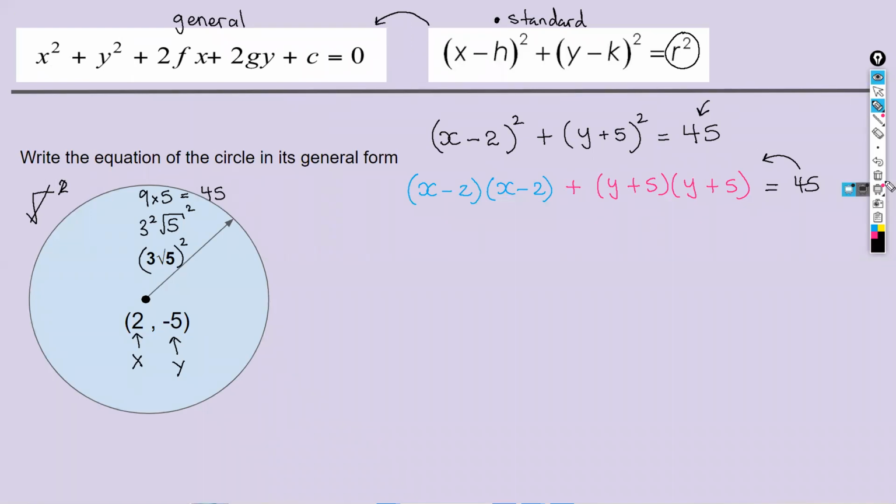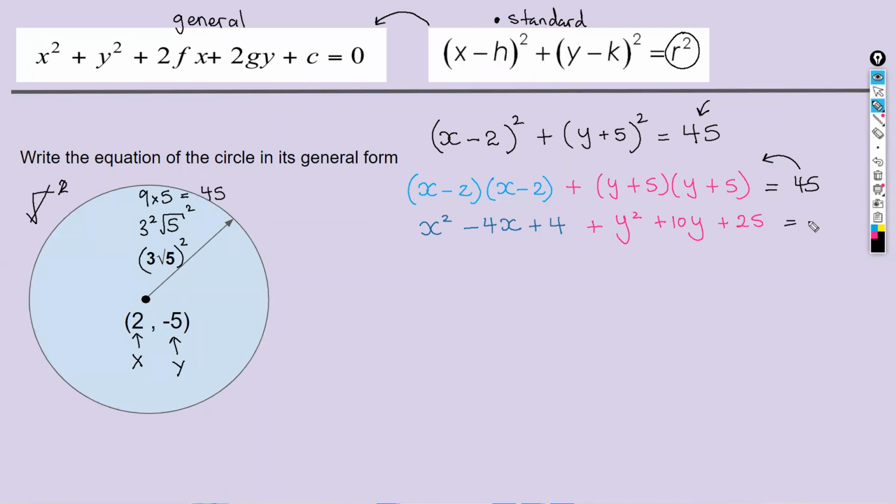Right, I think something went wrong there. When you expand the blue brackets, you're supposed to get this, right? You'll get x squared, you will get a -2x and another -2x, giving you -4x, and then you'll get a +4. So make sure and work towards this, right? And for the pink brackets, you will get y squared, you will get a +5y and another +5y. And when you put those two together, you'll get +10y. And then 5 by 5 is 25, right?